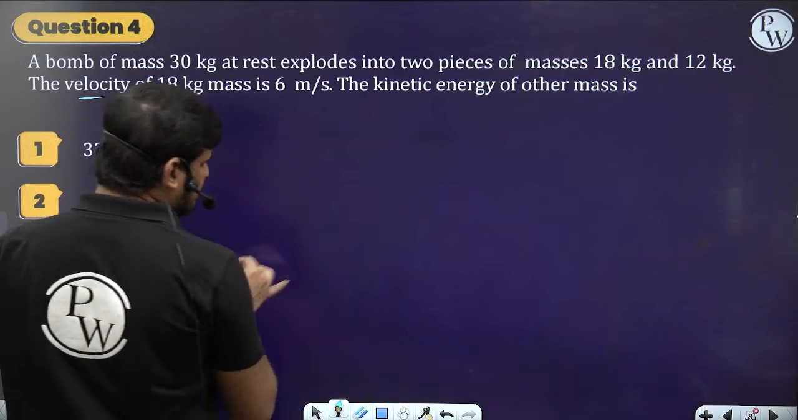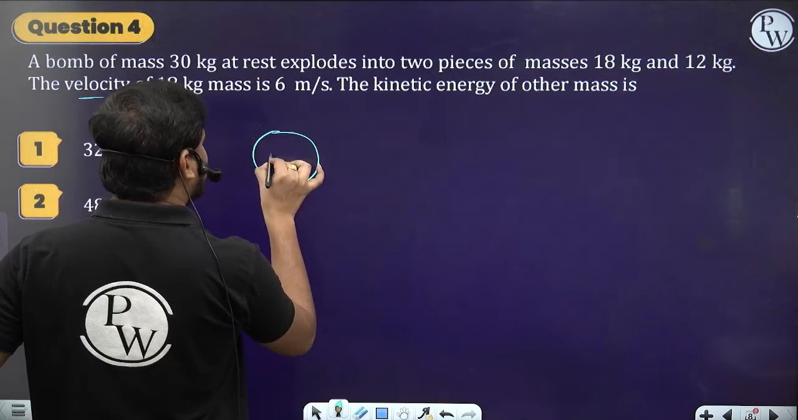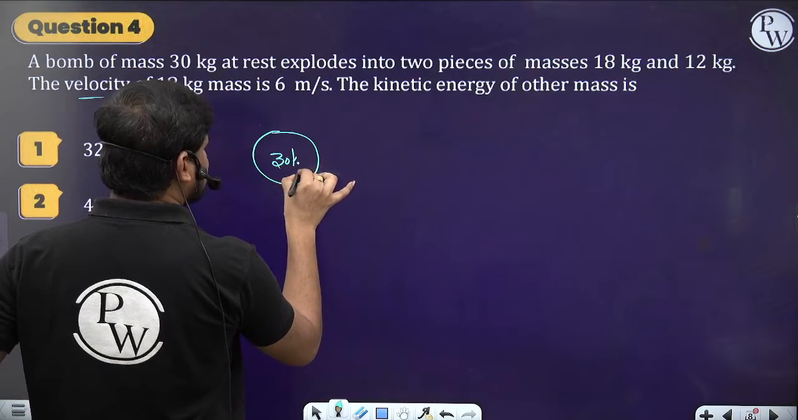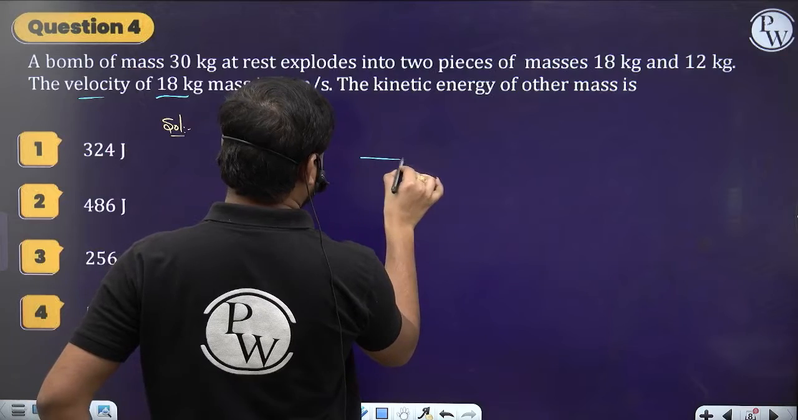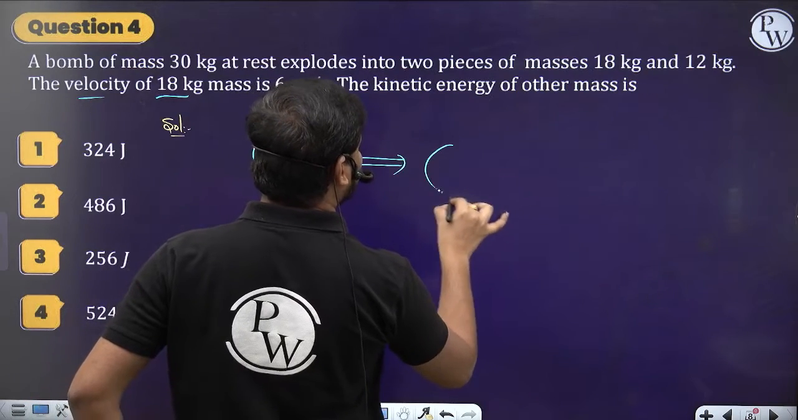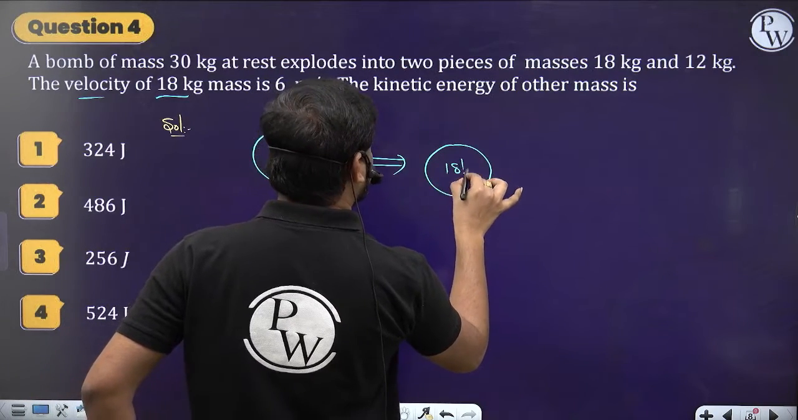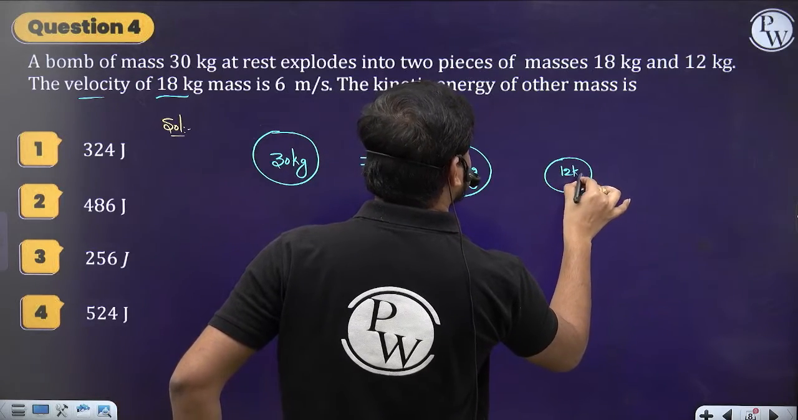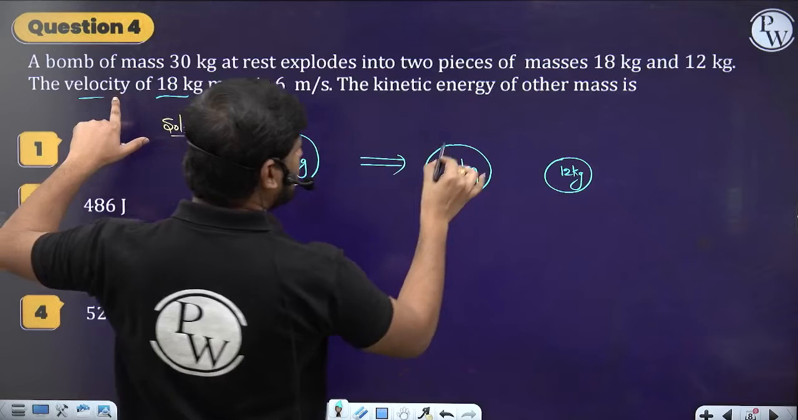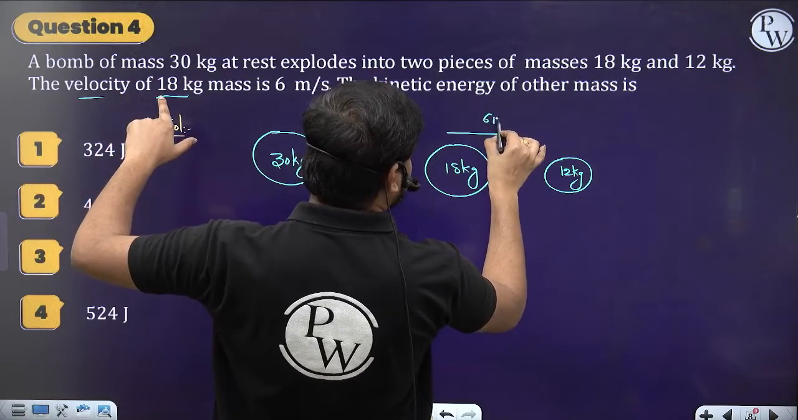First try to understand the concept. This is a 30 kg bomb. It explodes into two parts. One is of mass 18 kg and the other is of mass 12 kg, right? The 18 kg one is moving with a speed of 6 meter per second.